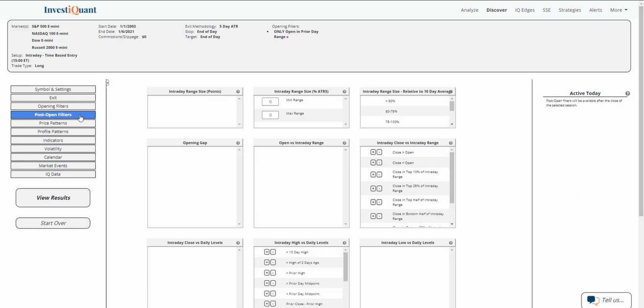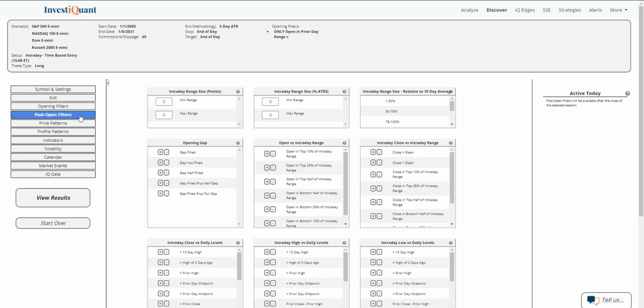And then I want to go into post-open filters, and I want to describe this trend day activity that we're seeing. The way I'm going to do that is simply saying that the open is in the bottom 25% of the intraday range. So I'm going to hit equals here for where the open is relative to its intraday range, open in the bottom 25% of the range. And then for intraday close versus intraday range, I'm going to click equals next to open, next to close, in the top 25% of the intraday range. That means the 3 p.m. price is in the top quartile of its intraday range.